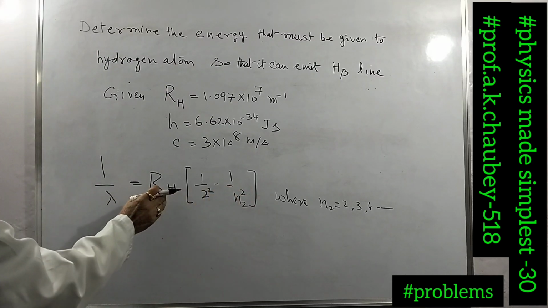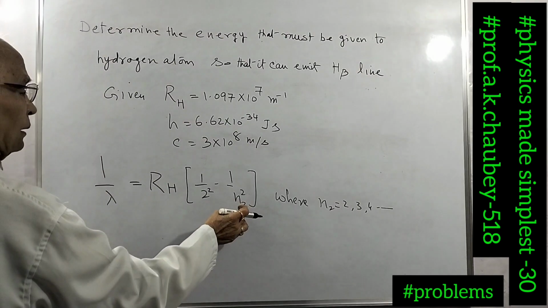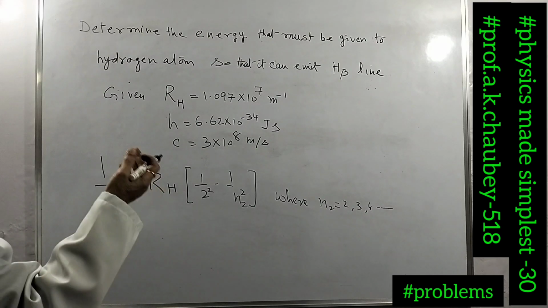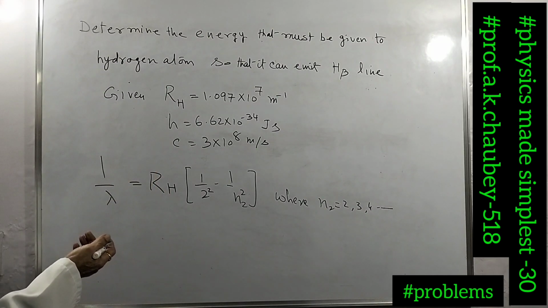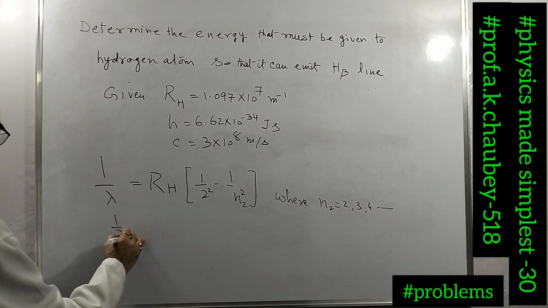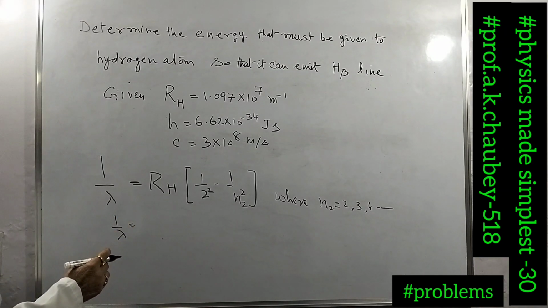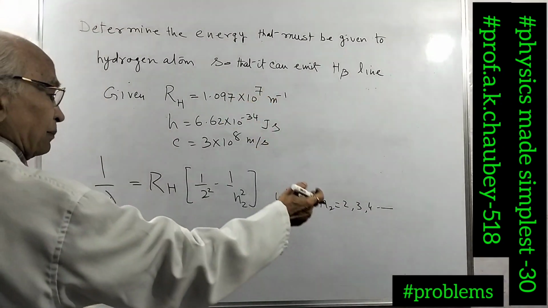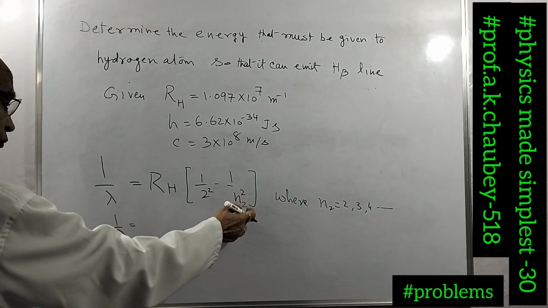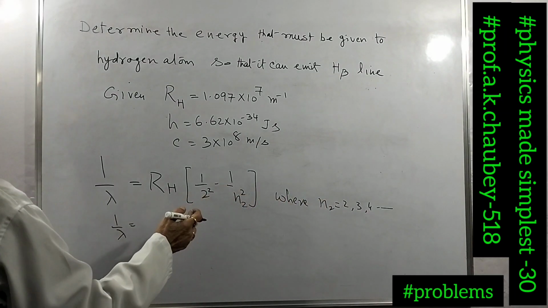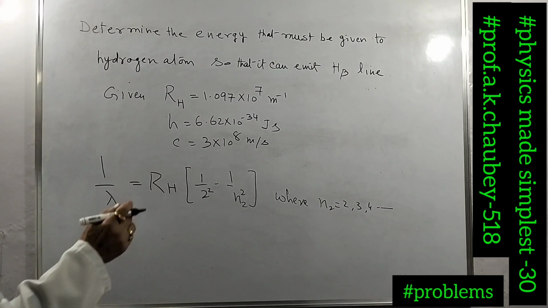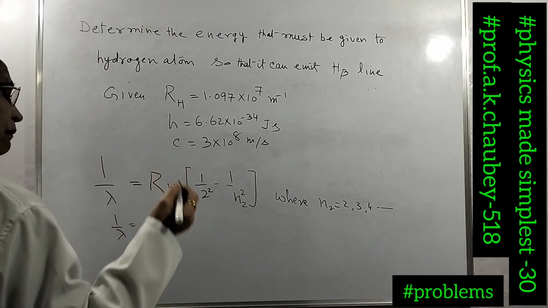So to find this simply, you put the Rydberg constant here and put N2 equal to 2, 3, etc. So you will get from this the wavelength of the H beta line. That is 1 over lambda is equal to, you put here the value of RH and 2, for H alpha, H beta. N1 is equal to 2, so 2 squared means 4. And this is N2: 3, 4, for the H alpha line, H beta line.